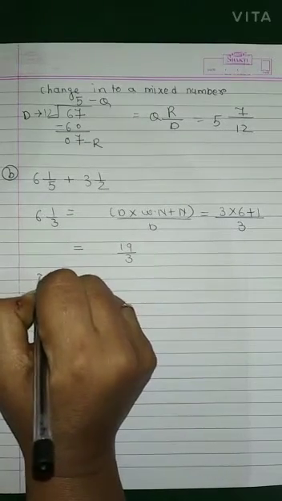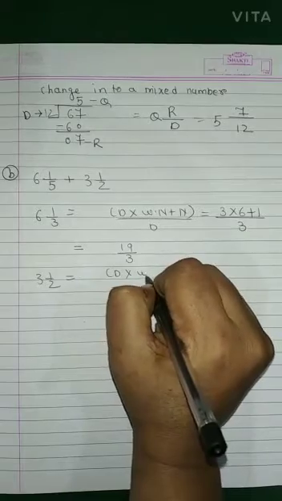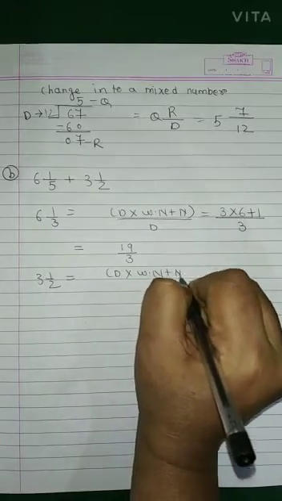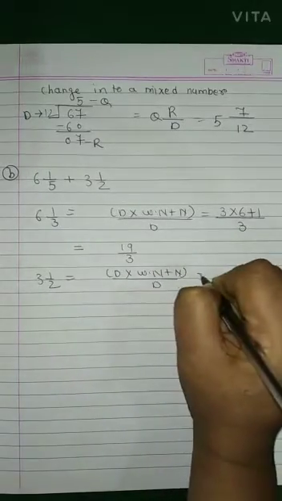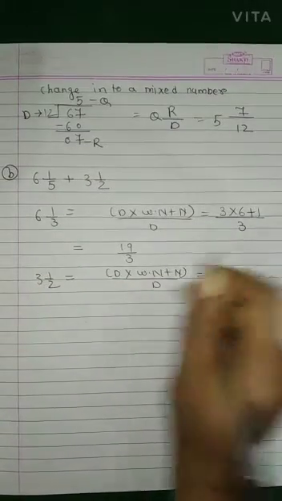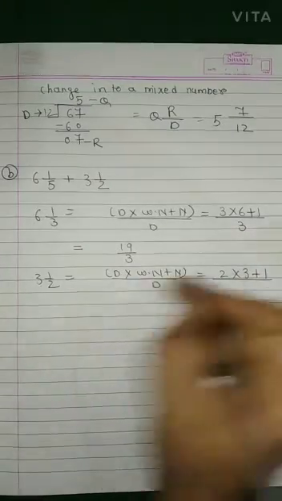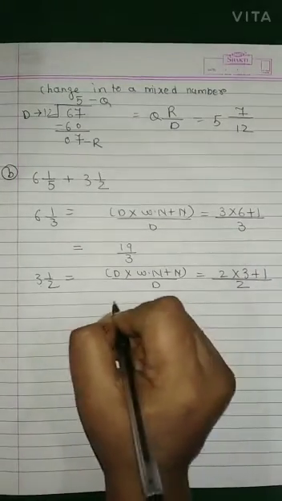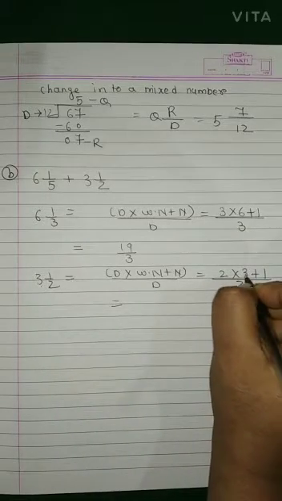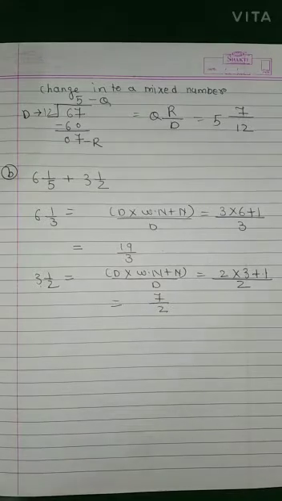And 3 into 1 by 2. Denominator into whole number plus numerator upon denominator. So the denominator is 2, the whole number is 3, the numerator is 1 and the denominator is 2. So what we get? 2 into 3 is 6, 6 plus 1 is 7, and 7 by 2. Okay.